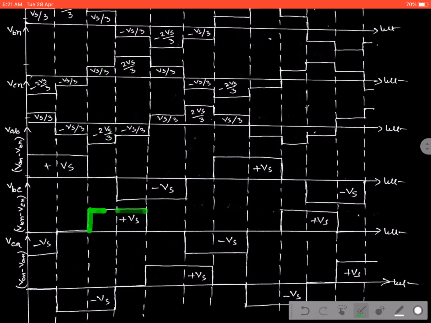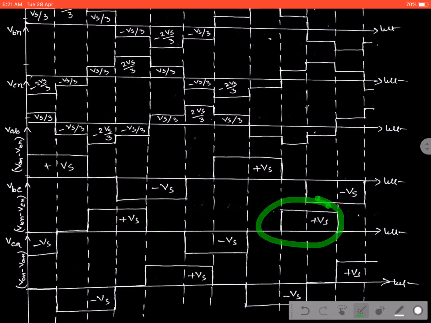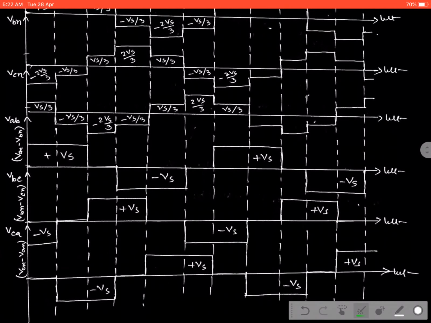That means again the voltage across VBC equals plus Vs, then 0, again minus Vs, again 0 and plus Vs. See, in all the cases the duration of the pulse is 120 degrees. In the first case it is 120 degrees, the next is 120 degrees, the next is 120 degrees. In all the cases the duration of the pulse for the line voltage is always 120 degrees.